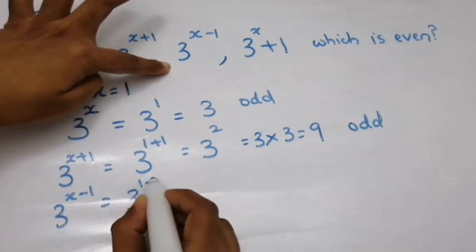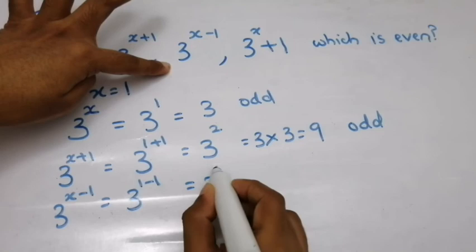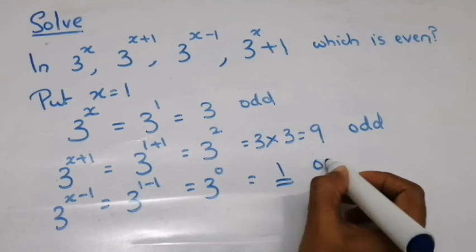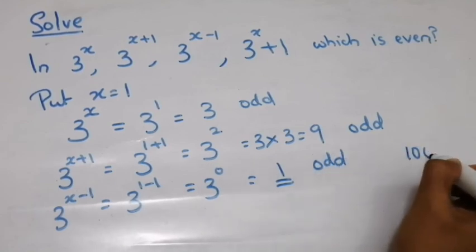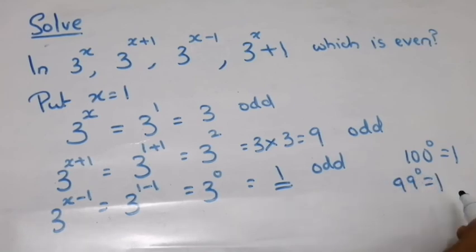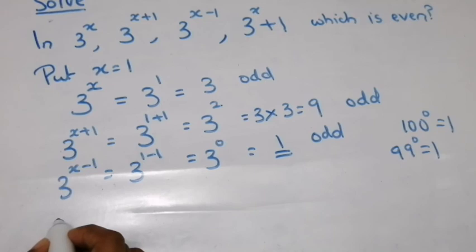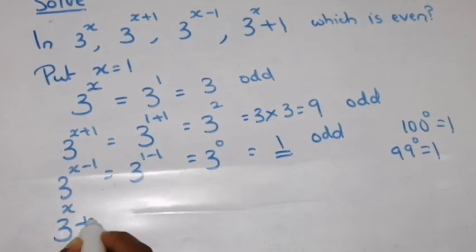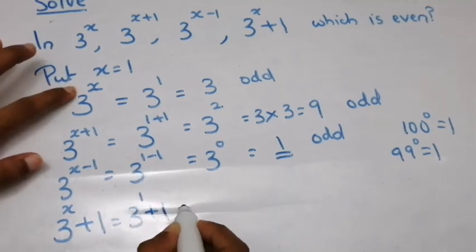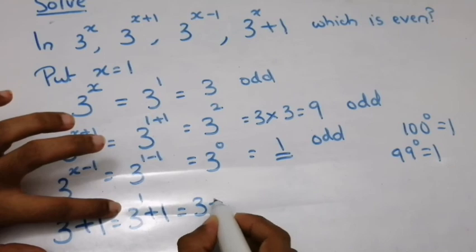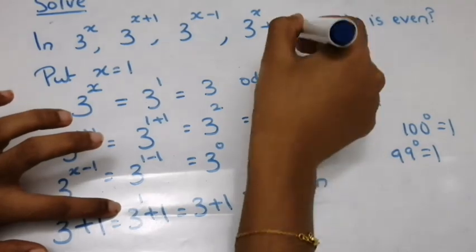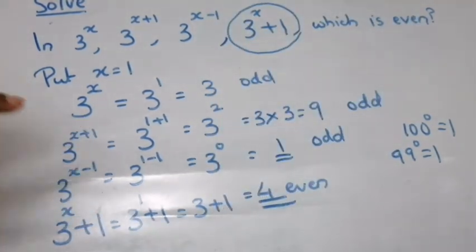Next one, 3 to the power x minus 1. So 3 to the power 1 minus 1. How much is 1 minus 1? 0. Anything to the power 0 is 1 only. Understood? Whatever be the number, 100 to the power 0 is also 1. 99 to the power 0 is also 1. Okay, don't forget. Next one, 3 to the power x plus 1. So let us try. 3 to the power 1, plus 1. How much is 3 to the power 1? 3 only. 3 plus 1 is equal to 4. So who is even here? This one is even. The remaining all are odd.